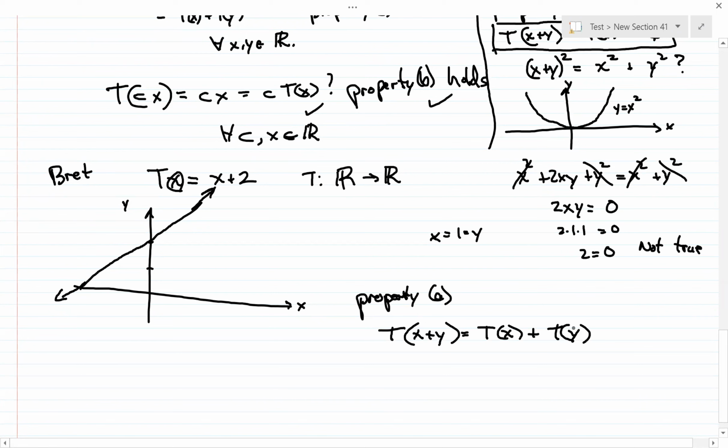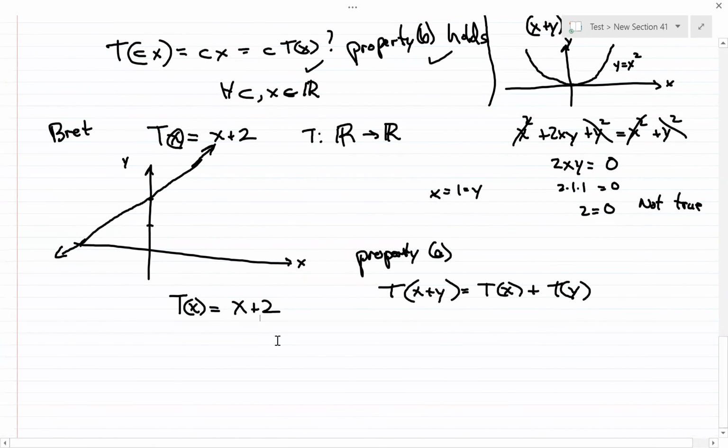Okay. So Brett gave us T of x. T of x is just this guy. That looks like y equals mx plus b, right? Where m is 1 and b is 2. So that's T of x. What would T of y be? Well, I assume it'll be the same kind of deal, if you put the y where the x is.